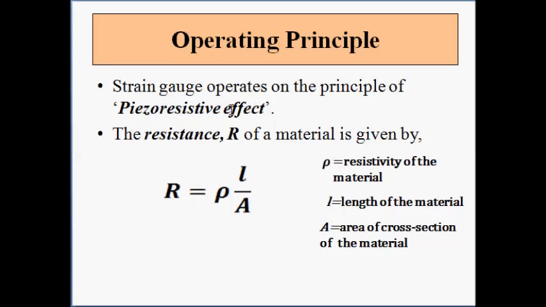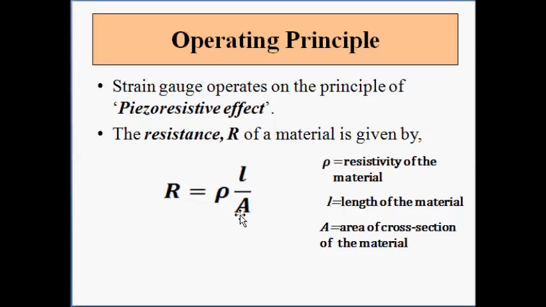We know that the resistance of any material is given by the formula R = rho L by A. R is the resistance, rho is the resistivity of the material, L is the length of the material, and A is the cross-sectional area. Here there are three important things to take note of. Resistance is directly proportional to resistivity, directly proportional to length, and inversely proportional to cross-sectional area.